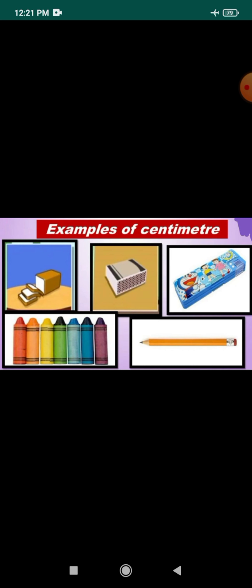Why are these given here as things whose length we can find with the centimeter scale? Because a bread slice is very small, and a matchbox, pencil box, crayons and pencil are all short objects of small length. That's why we can use the centimeter to measure the length of these objects you see in this picture. Next, let's learn how to measure in the centimeter scale.